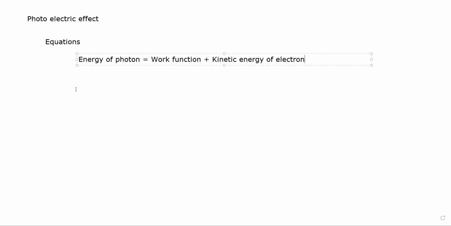Or we can also say, in terms of symbols, the energy of the incident photon is E, the work function is phi, and the kinetic energy is half mv square or KE. Or, because at a stopping voltage the electrical energy equals the kinetic energy, we can say E is equal to phi plus the electrical energy, so that is V naught E or V naught Q. V naught is the stopping voltage which will stop the electron from moving, and E is the charge of the electron.